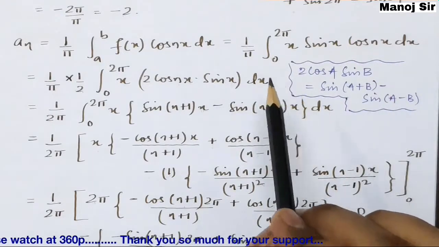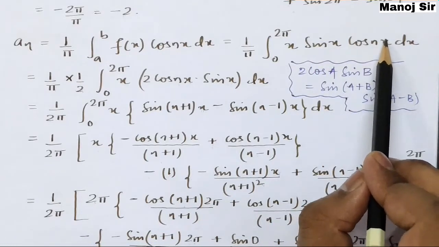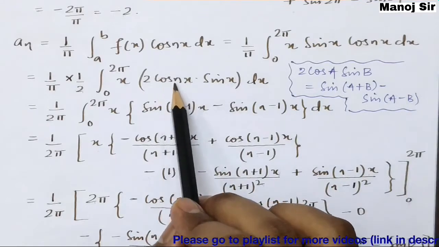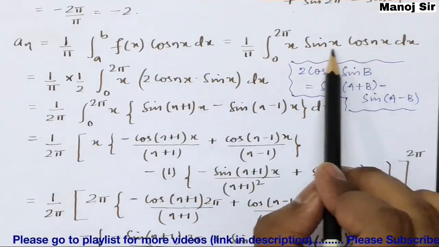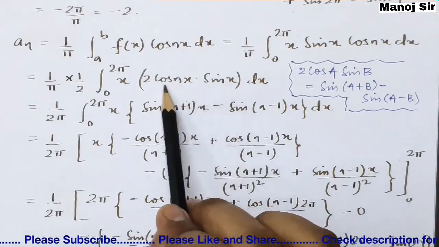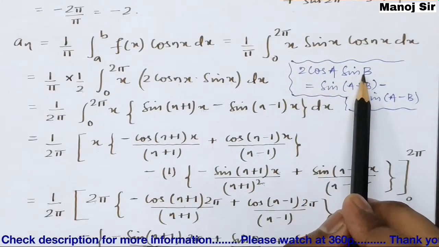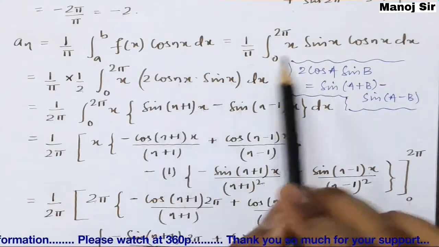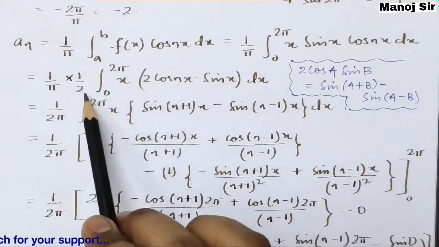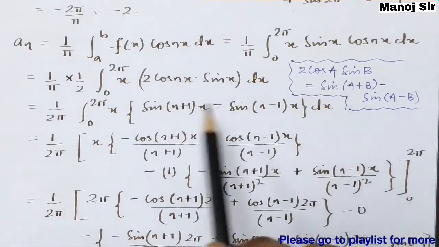Now here you can see we have sin x into cos nx, but n is present in this part, so we need to write this part first. That is cos nx into sin x. Simply change the position. Now here we are going to apply this formula, that is 2 cos a sin b. For this we need to have 2 here. Because here we don't have 2, so simply multiply and divide by 2. So writing this in bracket because we need to apply this formula here.